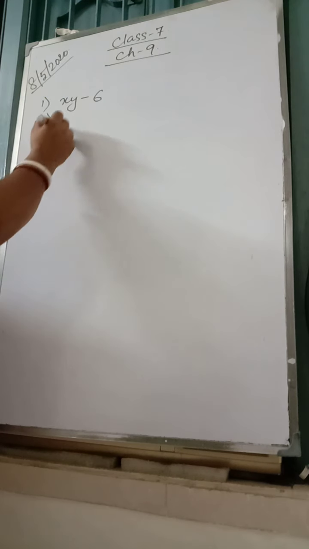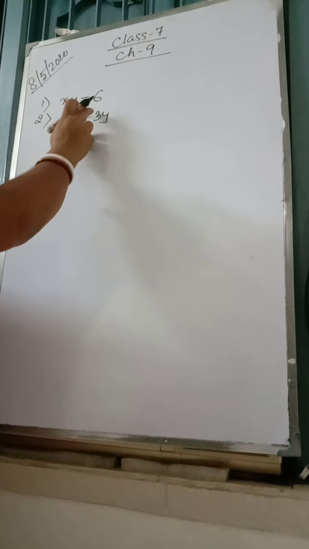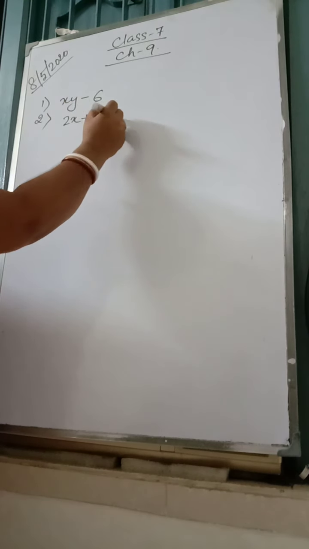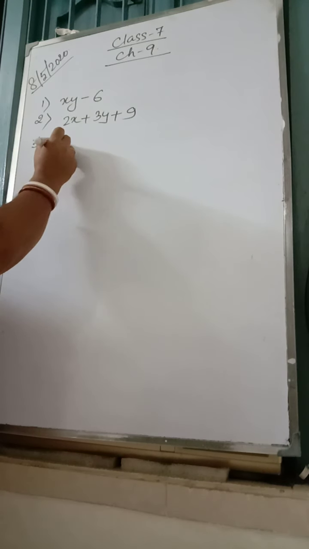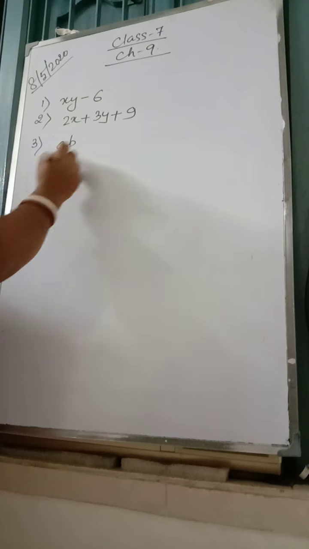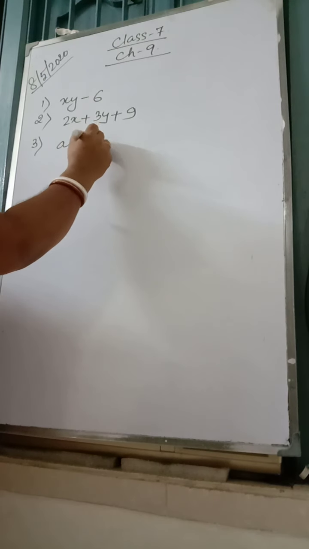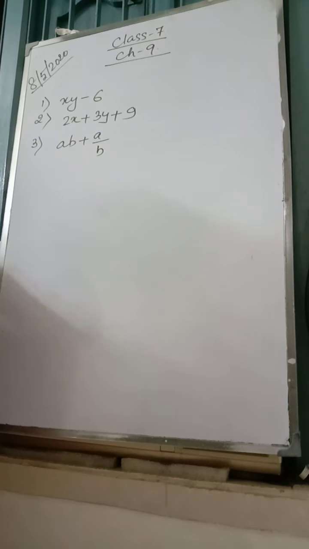Number 2. Increase the sum of twice x and 3 times of y by 9. Twice x means 2x. Sum is plus. Thrice y means 3y. Increase means plus 9 again. Number 3. The product of the numbers a and b added to their quotient. Now the product will be ab. Added means plus. To their quotient means a divided by b.